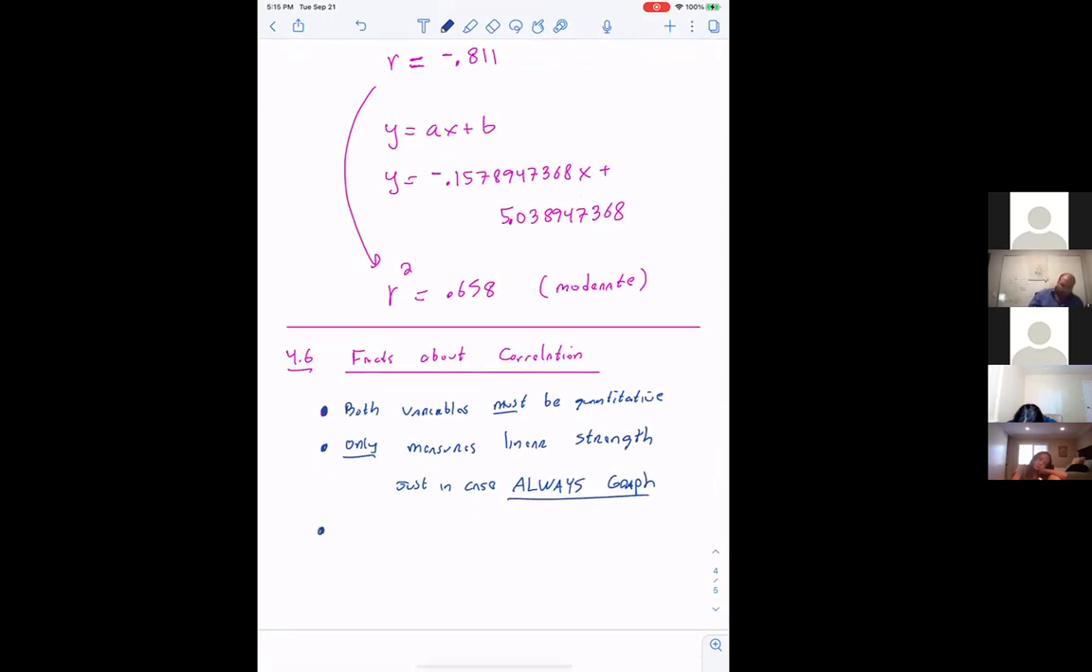3, correlation is non-resistant. Can someone remind me what non-resistant means again?